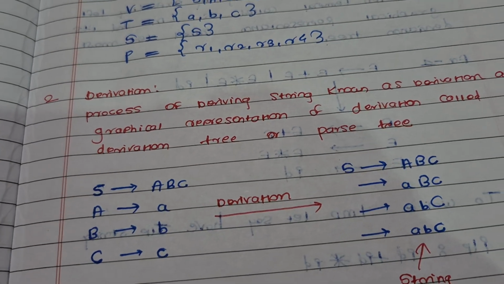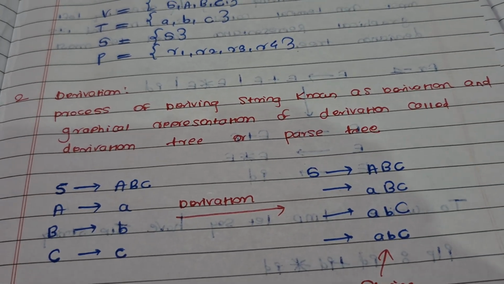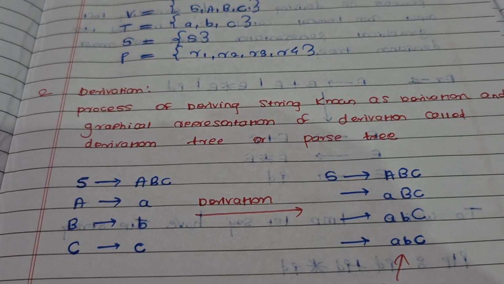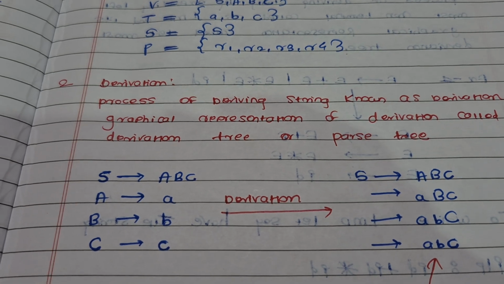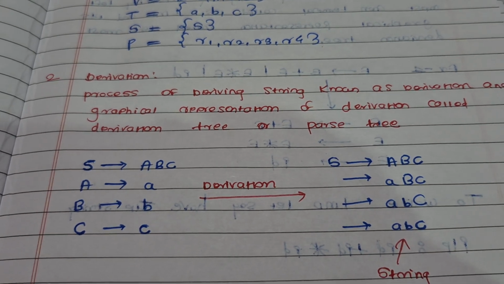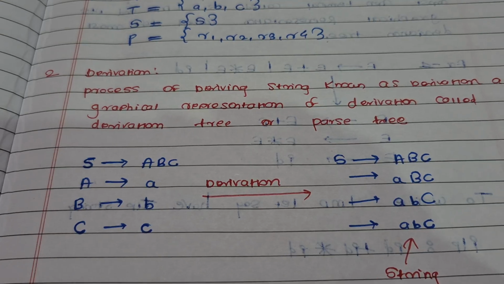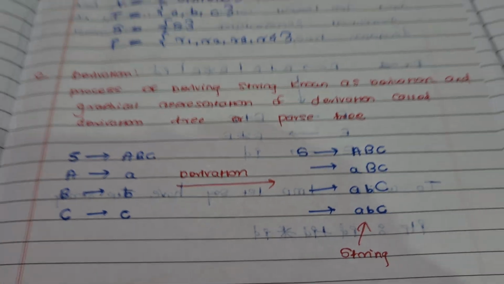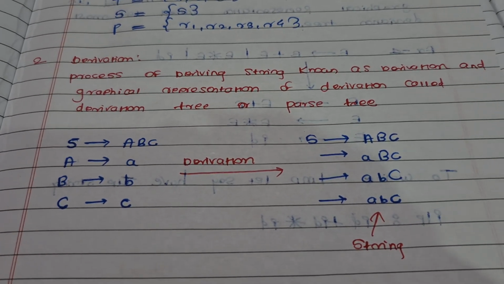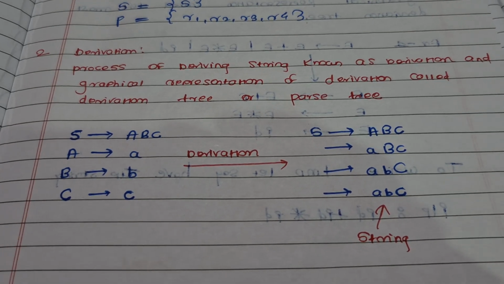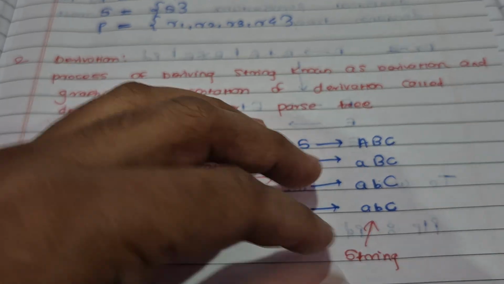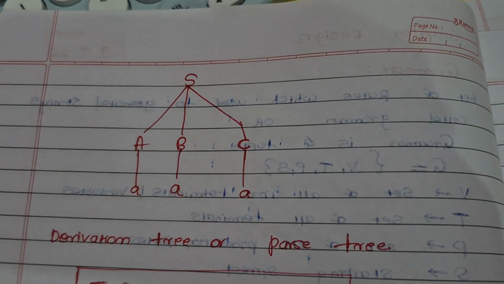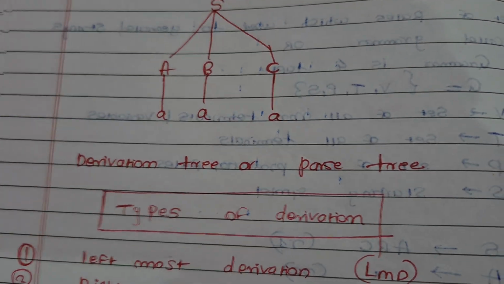Then derivation: the process of deriving a string is known as derivation, and the graphical representation of derivation is called a derivation tree or parse tree. You can see we have defined capital A, B, C, then capital A is replaced with small a, and so on, and in the end we get the small abc string. That is called derivation. And the parse tree also looks like this.